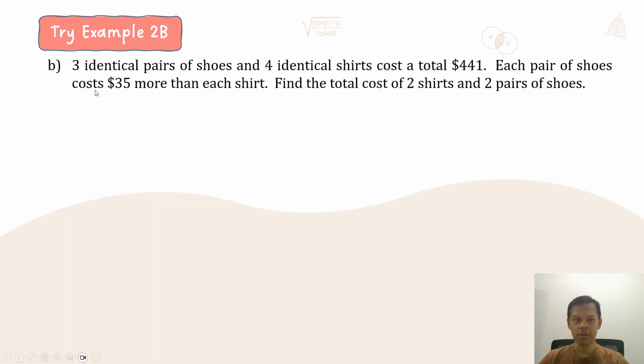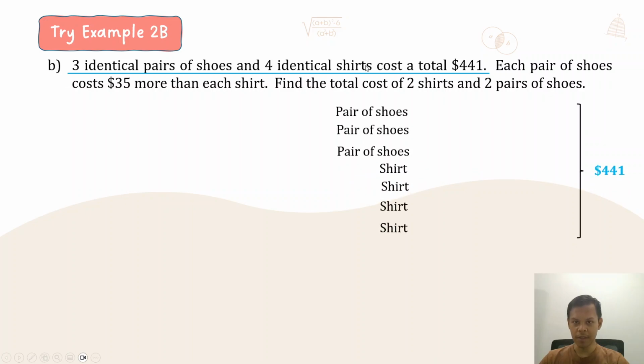Each pair of shoes costs $35 more than each shirt. Find the total cost of 2 shirts and 2 pairs of shoes. What do we need to do here? Alright, let's read the first sentence there.